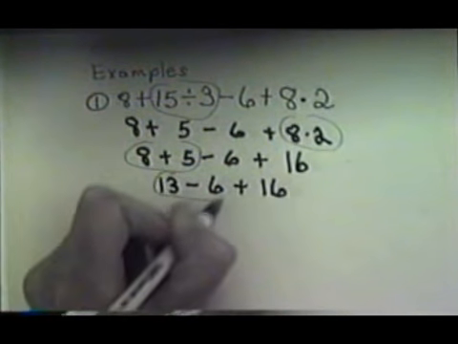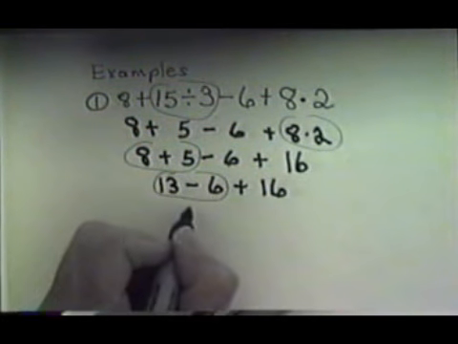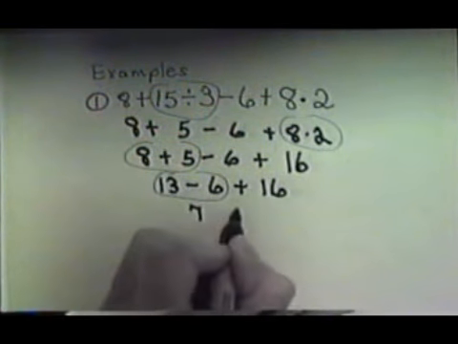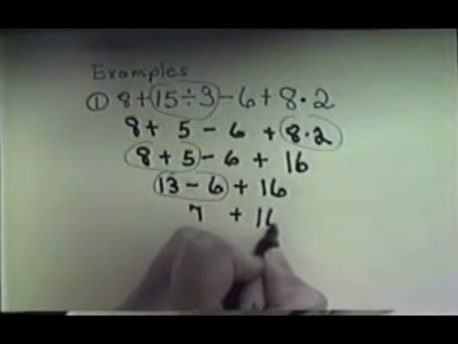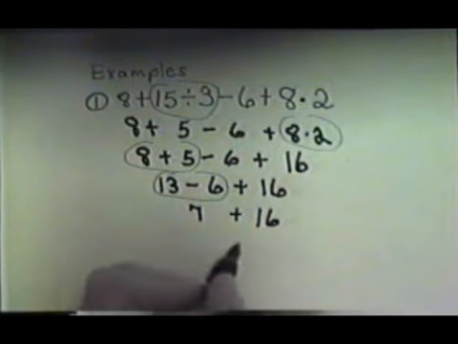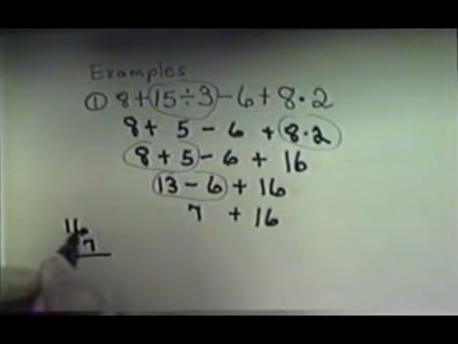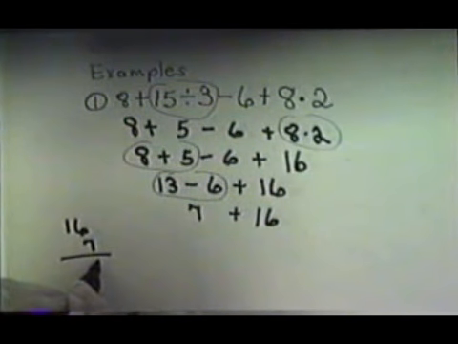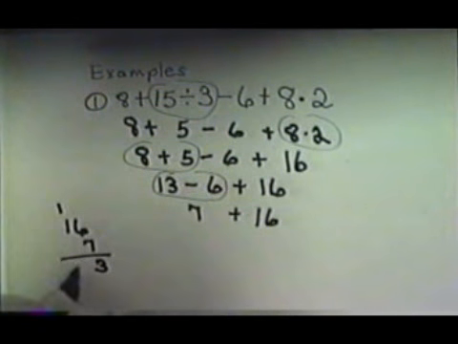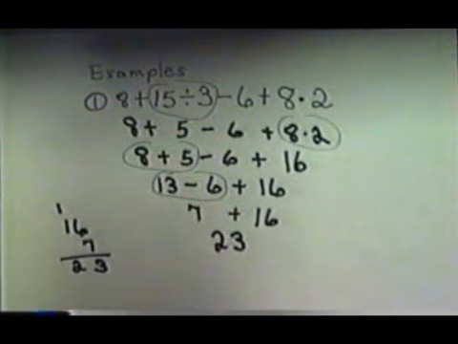So now I'm ready to do this 13 minus 6. That's going to give me 7. And copy the rest of the problem down. 7 plus 16. 7 plus 16 will give me 23. If you need to write it down over here and add it up, 6 and 7 is 13. Carry our 1. 1 and 1 is 2. So our answer is 23.